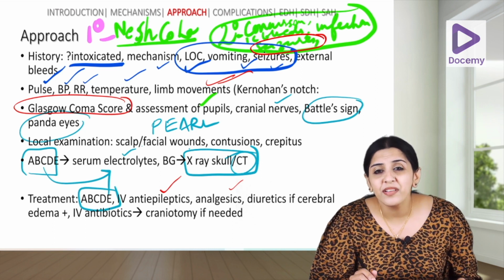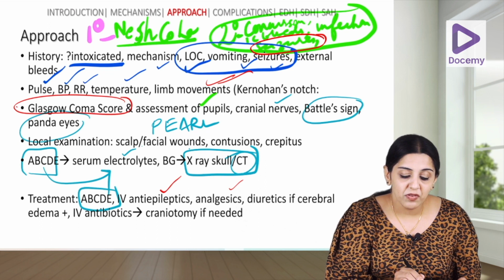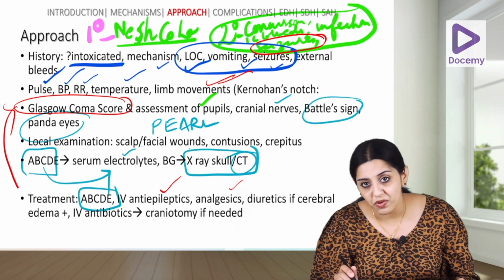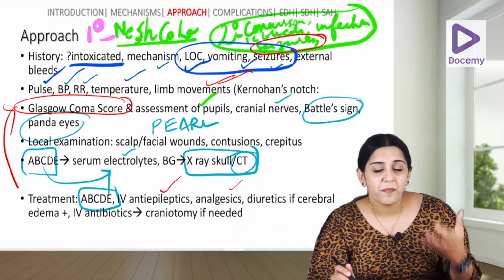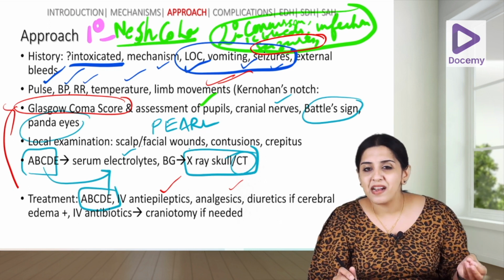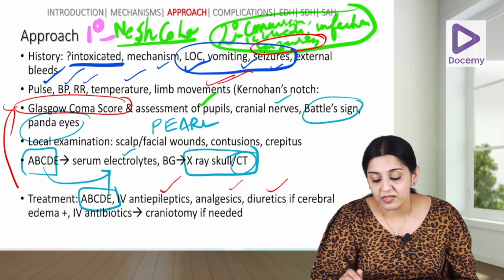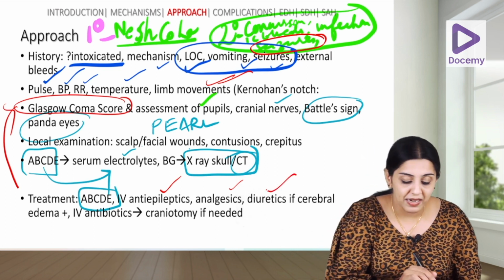Again, do not give any opioid because that can affect the Glasgow Coma score and you won't be able to properly assess the Glasgow Coma score. So maybe paracetamol or something would be enough. Okay, and also diuretics, if there is cerebral edema.